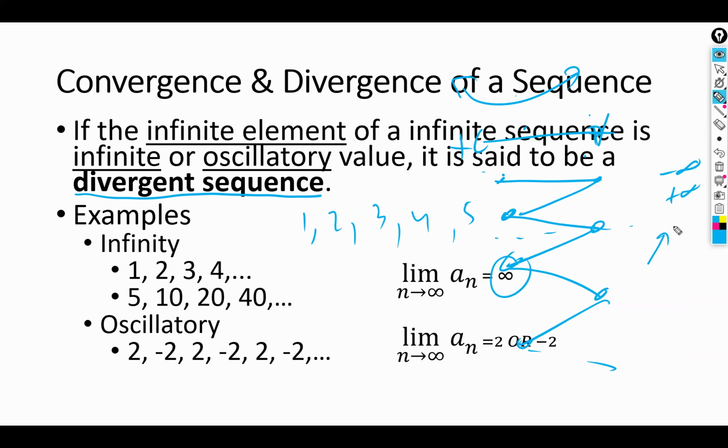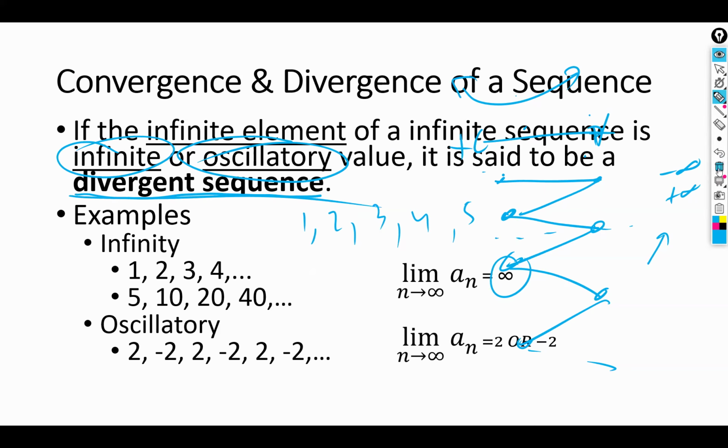Either your infinite element is infinity, or it is heading to infinity, or your sequence is oscillatory. Oscillate means swinging back and forth. In those cases, we say that our sequence is divergent.